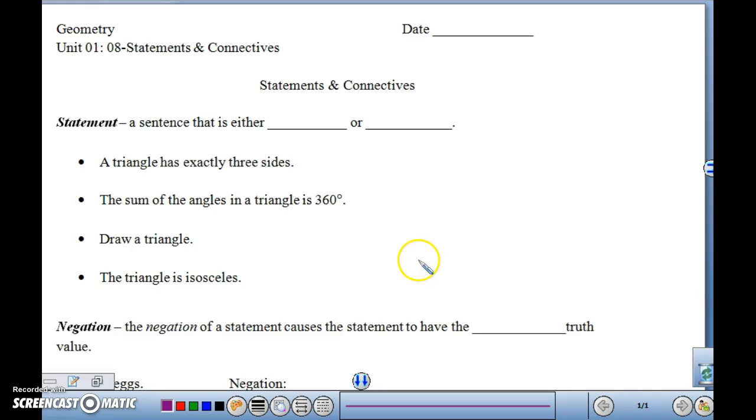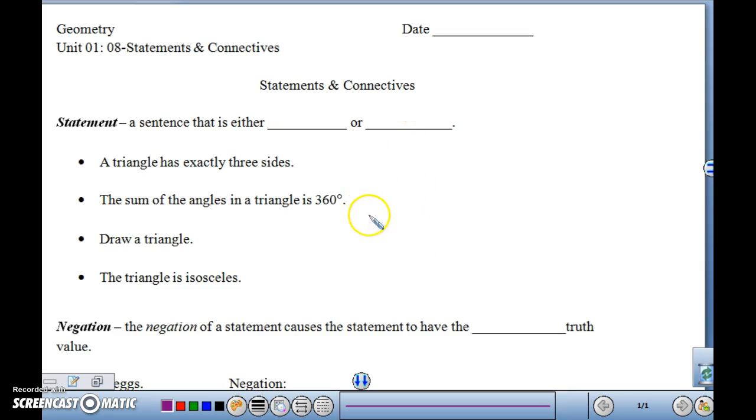This is Geometry, Unit 1, Lesson 8, on statements and connectives. We are going to look at some of the basics of logic where statements and connectives come in. This is used a lot when you're dealing with proofs so that we can say one argument is true or not. So let's take a look at the basics of statements and connectives.